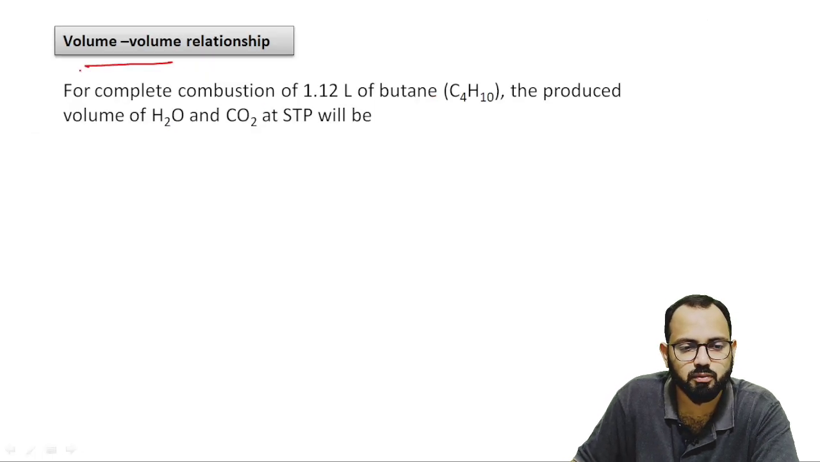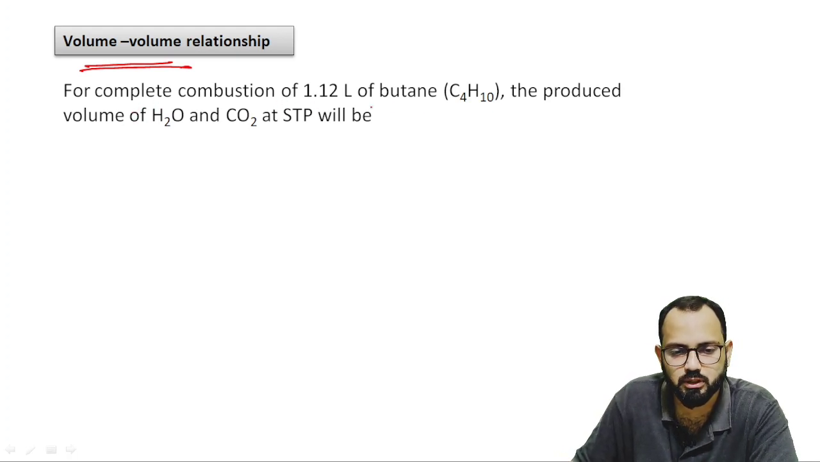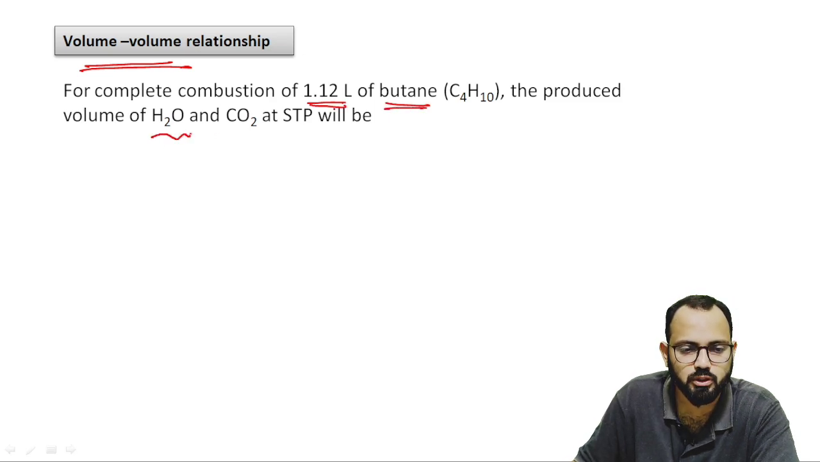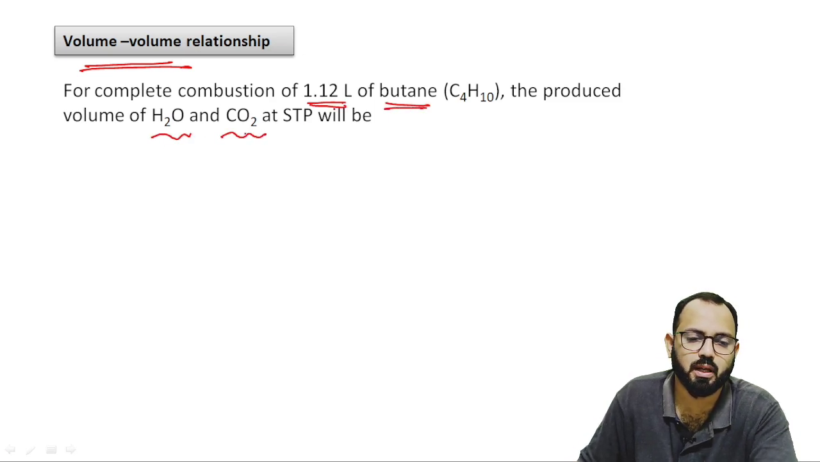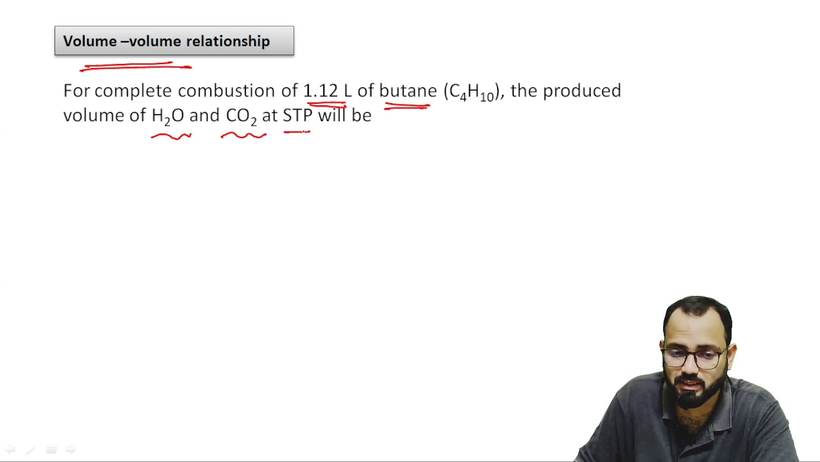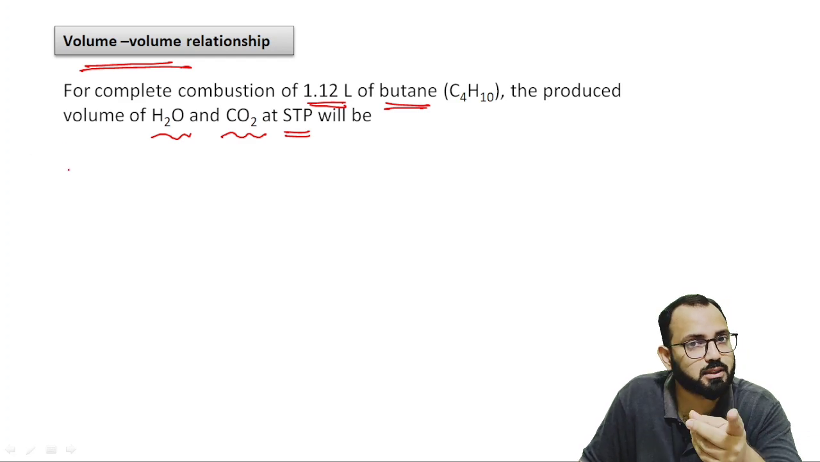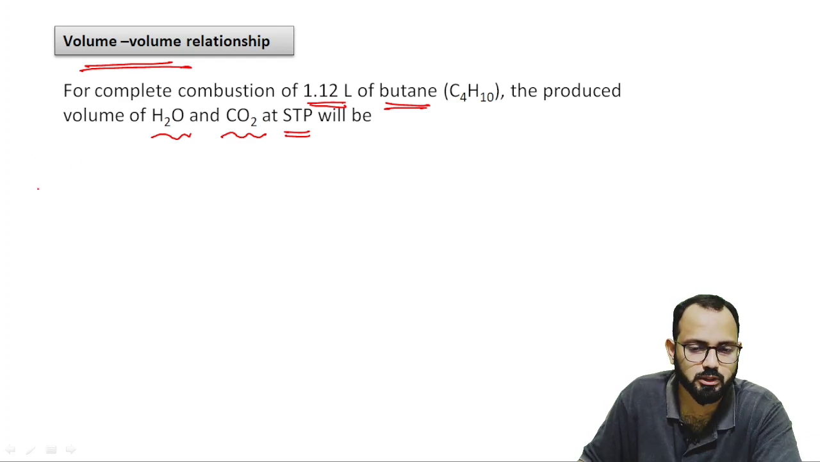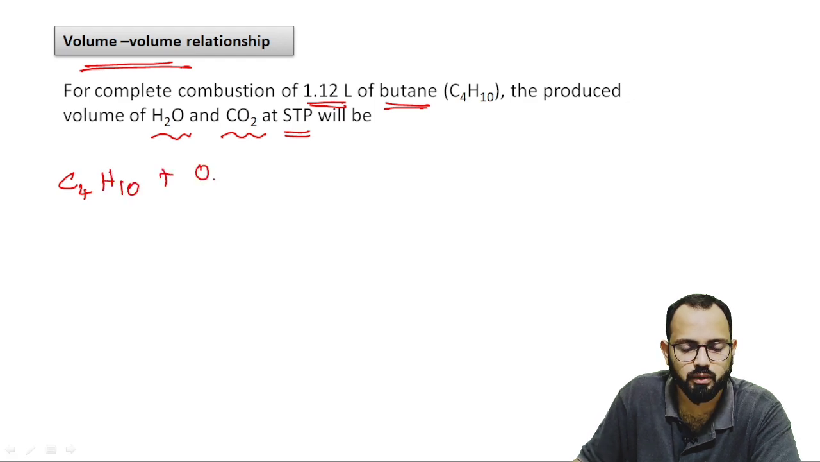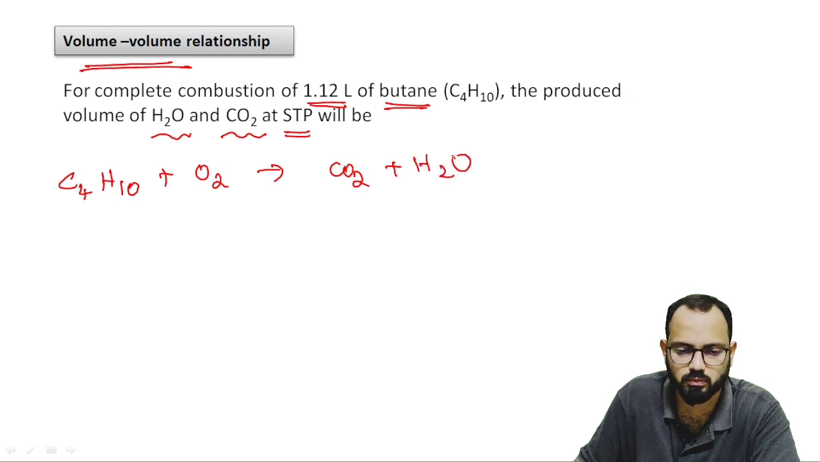Fine. Now the next one is the volume relationship. They have given the volume, they are asking the volume. Let's find out this one. For complete combustion of 1.12 liters of butane, find the produced volume of H2O and CO2 at STP. Again we'll find out at STP. It is a hydrocarbon, so let's go with the combustion reaction: C4H10. If it undergoes combustion, you are going to get carbon dioxide and water. That's it.